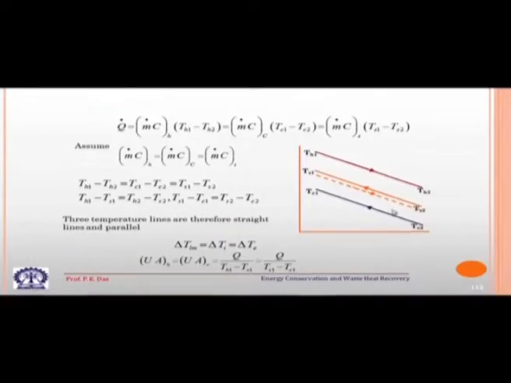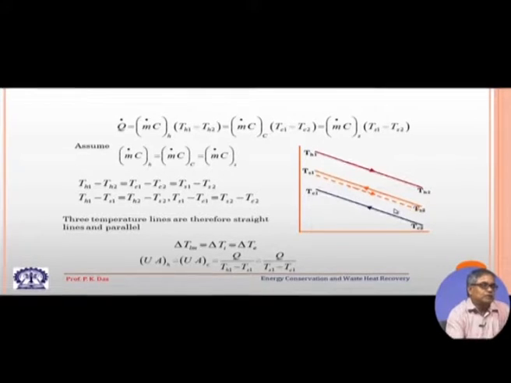So, if we again pay our attention to this particular slide, here we have made a drastic assumption, which may not be true in an actual case, that m dot C H, the heat capacity rate of the hot fluid, is equal to m dot C C, the heat capacity rate of the cold fluid, which is equal to m dot C S, the heat capacity rate of the secondary fluid, which couples the hot end heat exchanger and the cold end heat exchanger.